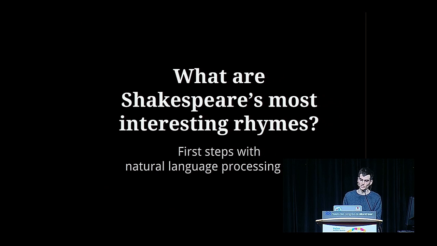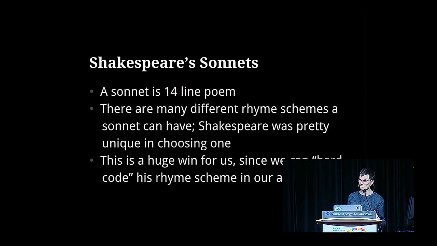And here we're going to look at Shakespeare's most interesting rhymes. And here we're going to look at Shakespeare's sonnets. I don't know if you guys have ever had to look at Shakespeare's sonnets, so let me give you a brief overview of what a sonnet is. At its heart, a sonnet is a 14-line poem. It's actually possible to have like 13 or 15-line sonnets, but there are approximately 14 lines.